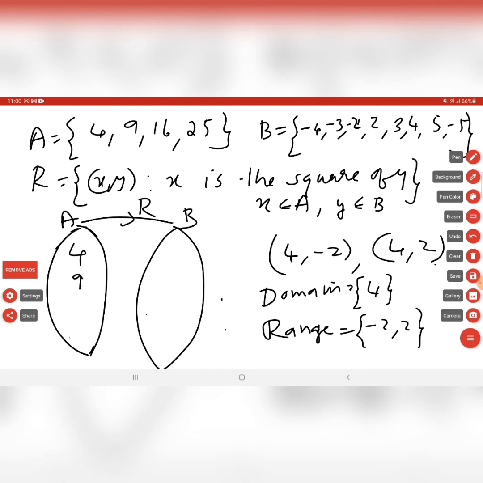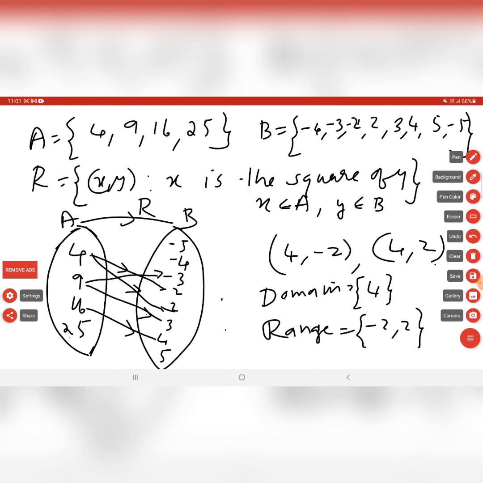Change in the set B. That is -5, -4, -3, -2, then 2, 3, 4, 5. Now x is the square of y. So 4 is the square of negative 2 and 2. 9 is the square of negative 3 and 3. 16 is the square of 4 and negative 4. 25 is the square of 5 and negative 5. Now see every element of first set A is related to every element of B.